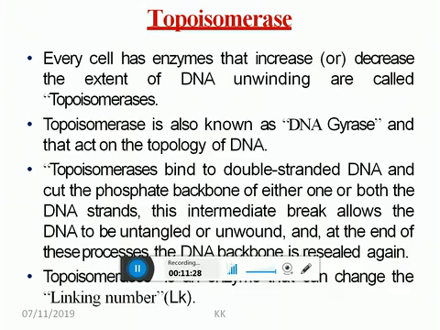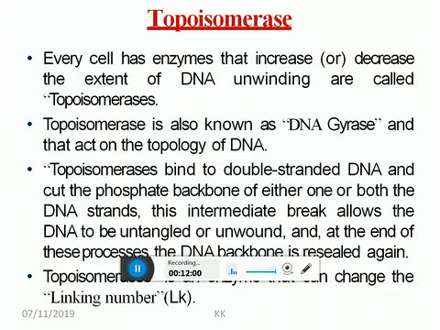Topoisomerase is also known as DNA gyrase. Another way, it is called a DNA gyrase. Okay, what is the role of topoisomerase? It is used in the DNA unwinding process. Topoisomerases bind to double-stranded DNA and cut the phosphate backbone of either one or both of the DNA strands. This intermediate break allows the DNA to be untangled, or unwound, and at the end of this process, the DNA backbone is released again.